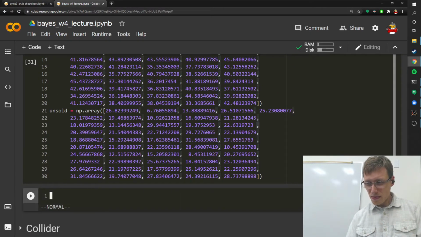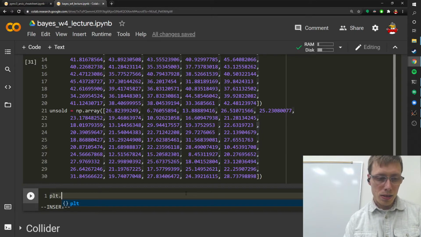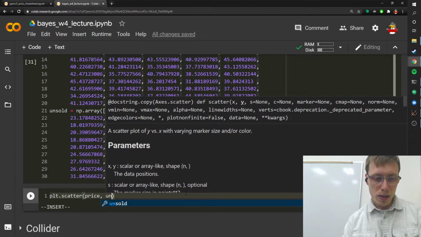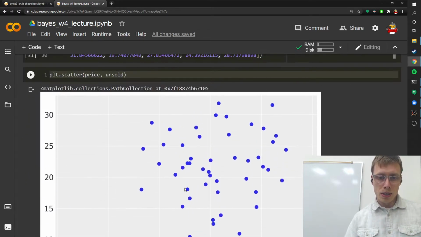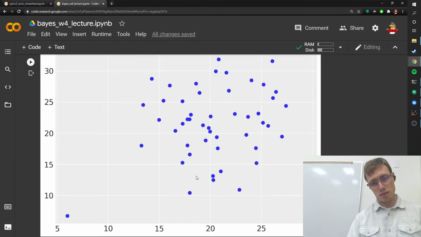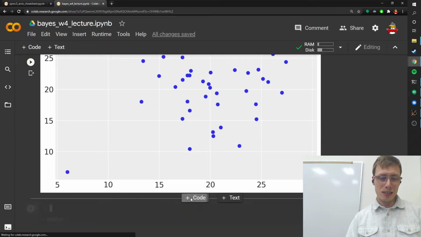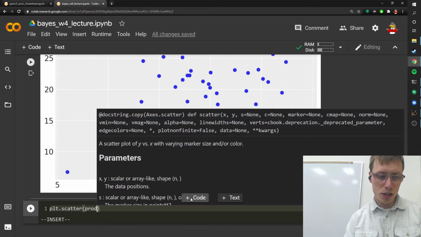Cool. Let's fit a model to it. Let's first take a look at some of the plots. Scatter, let's do price versus unsold. We probably expect that as you up the price, you're going to sell less, so you have more unsold, and so we expect this to be positive, perhaps. And it looks not particularly positive, does it?